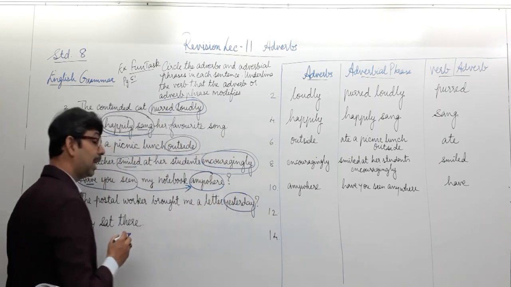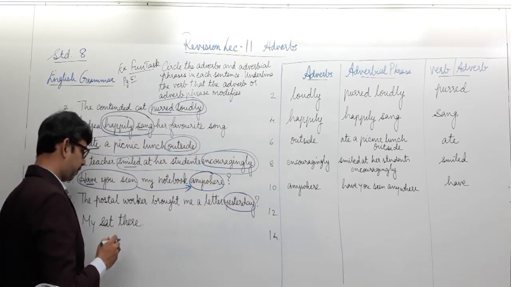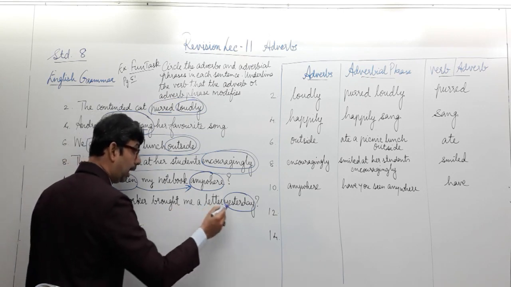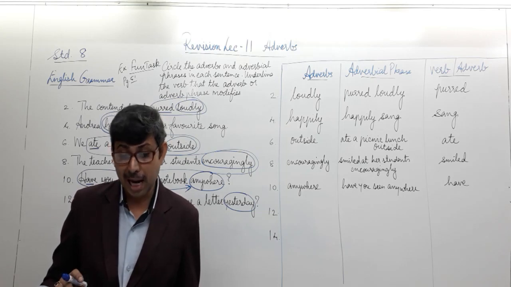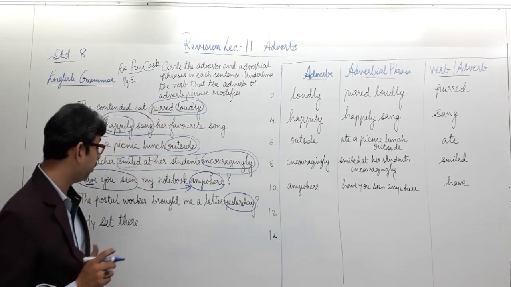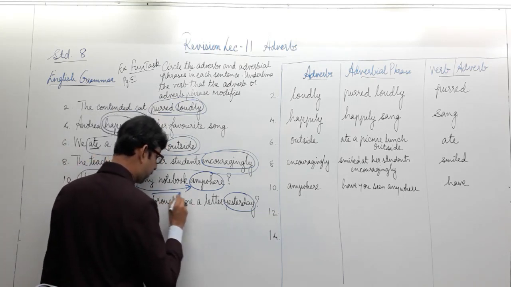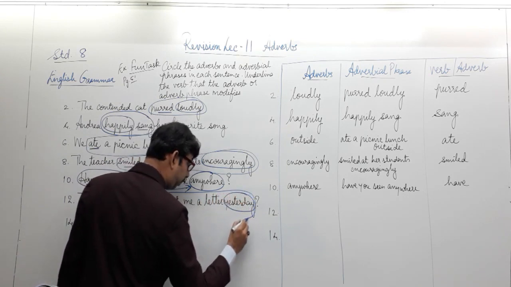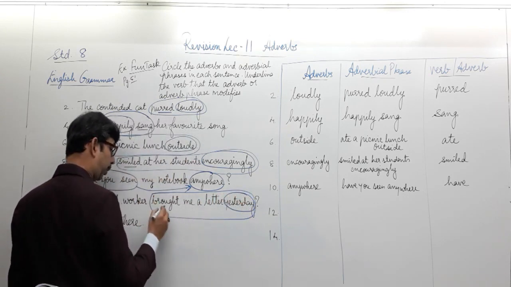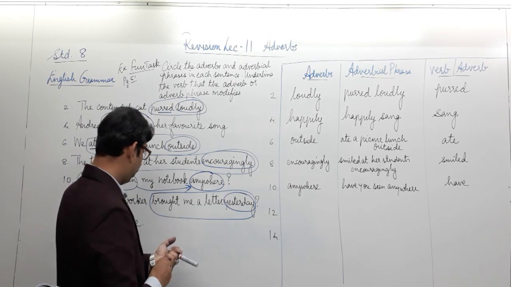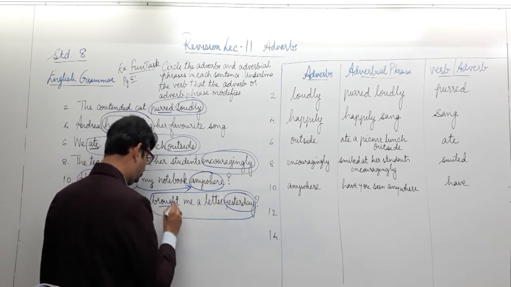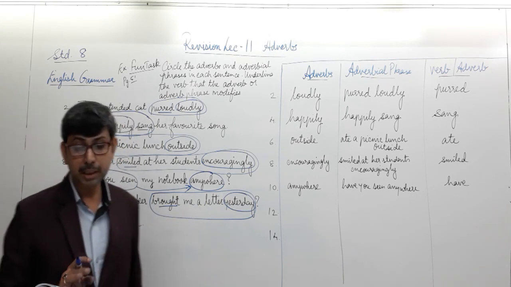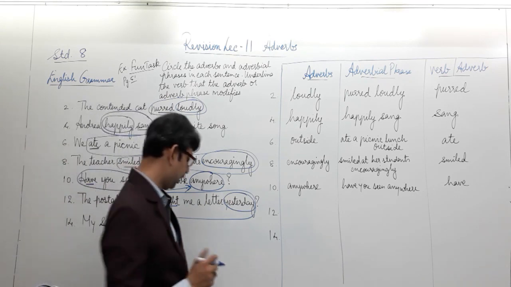Therefore, we will be having an adverbial of time inside this sentence. Brought me a letter would be the adverbial phrase of time. So let's circle the words brought me a letter, along with the word brought, and we will be having the verb, the action of bringing. So brought will become the verb that it is modifying in this sentence.